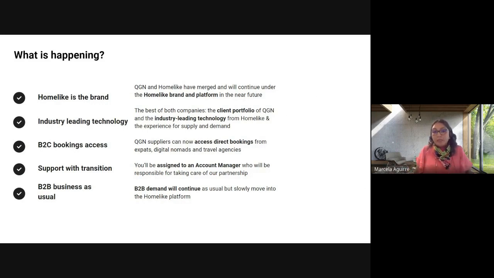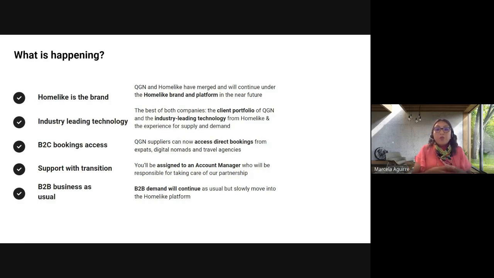Also, let's talk about industry-leading technology. We said already the best of both companies have come together: client and global supply portfolio from Q, and industry-leading technology and experience for supply and demand from Homelike. Also, B2C booking access. All those suppliers who were already partnering with Q can now access direct bookings from expats, digital nomads, and other populations that tend to book directly.